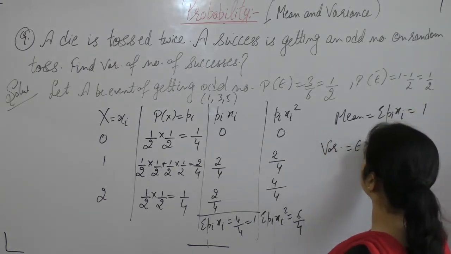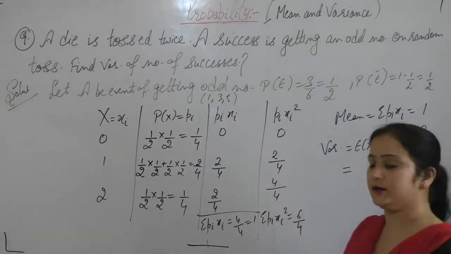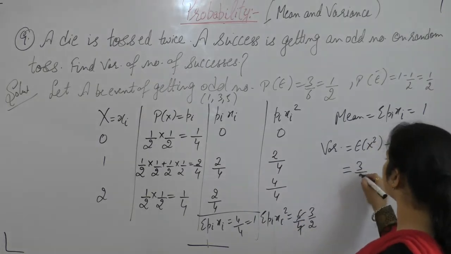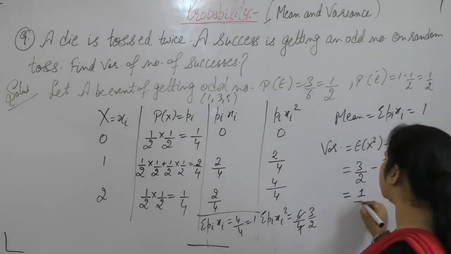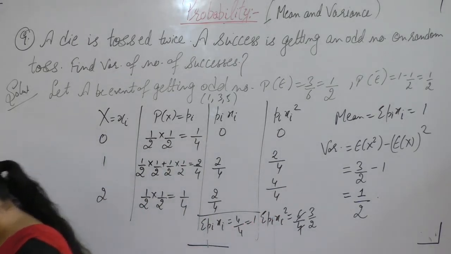Variance is equal to expectation of X square minus expectation of X whole square. 6 by 4, that is 3 by 2, minus 1 square, which is 1. Take the LCM: 3 minus 2, 1 by 2. So the variance is 1 by 2.